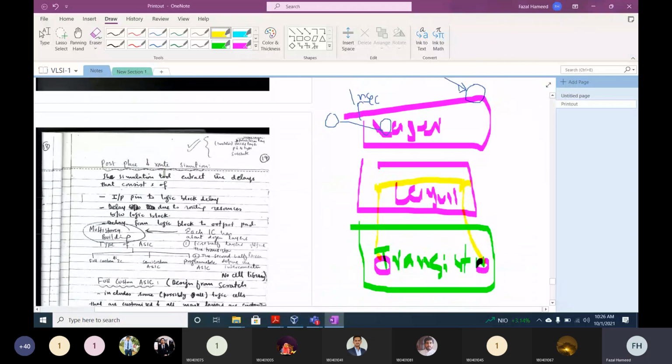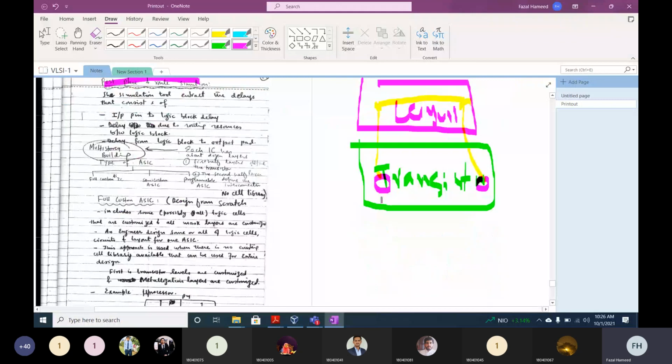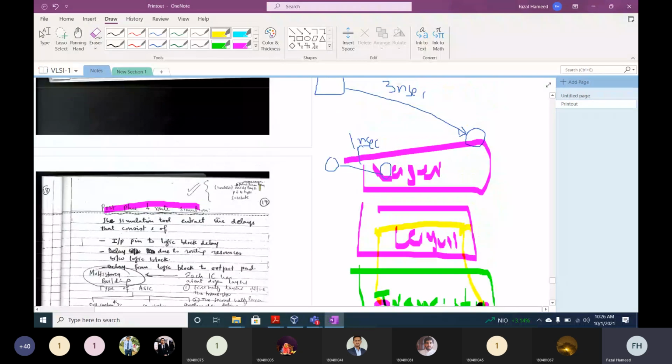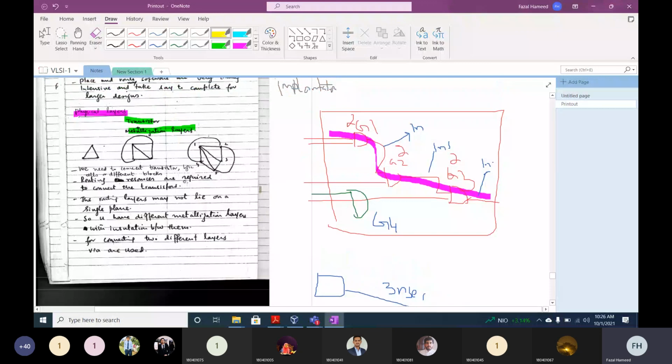So this is also called post place and route simulation. In the post place and route simulation, there is a simulation tool that extracts two types of delays: the delays of the transistor and the delays of the interconnection, and together they constitute the overall delay. So we have two delays: the delay generated at the transistor level and the delay generated at the metal layer. So in the post place and route simulation, we extract two types of delays. One is the delays from the transistor layers and the other is the delays of the metal layer.